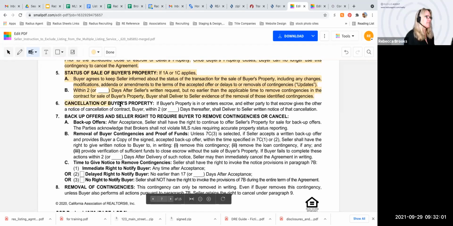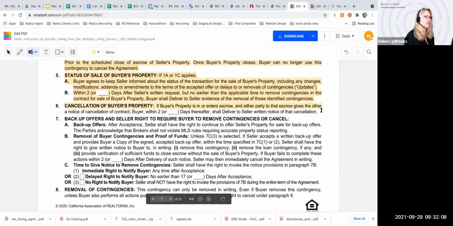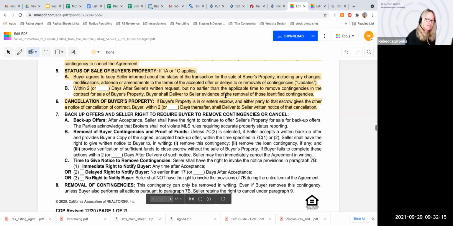Okay. This is the cancellation of buyer's property. If buyer's property is in or enters escrow and either party to that escrow gives the other notice of cancellation, the buyer will notify this seller of the cancellation. Okay, remember, it's a trickle down. What's happening in this transaction is going to affect what's happening in the other transaction.